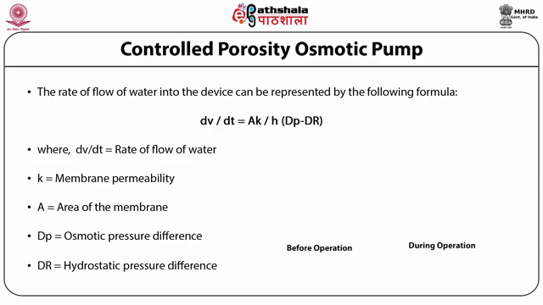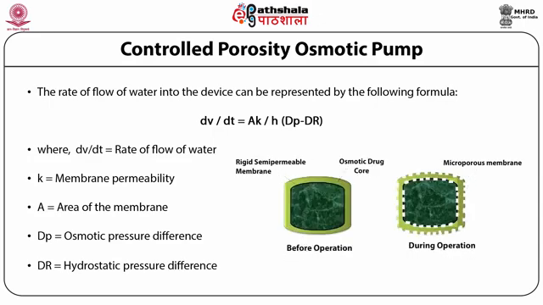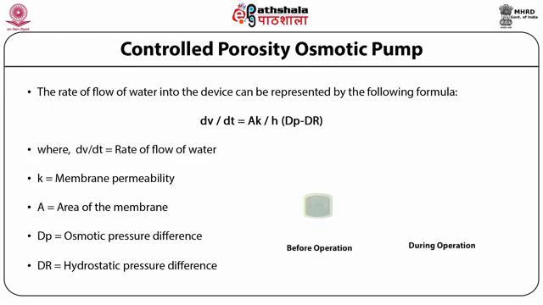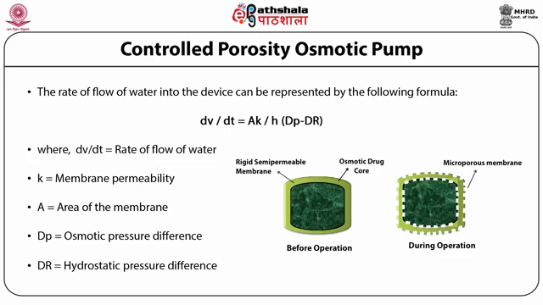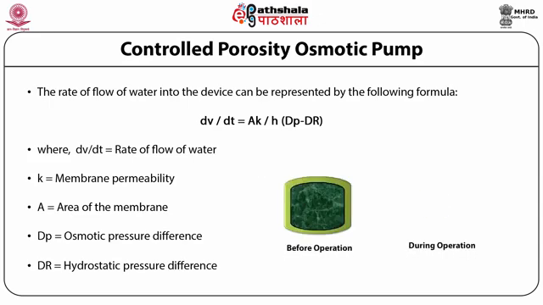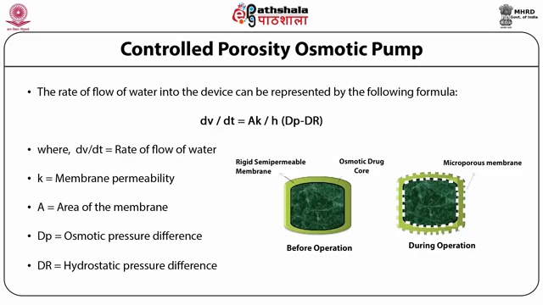Here is the structure diagram showing the formulation before the operation and how it looks during the operation. As you can see, there is a rigid semi-permeable membrane, and the core is the osmotic drug core. The semi-permeable membrane contains material that can be solubilized or dissolved in the presence of biological fluid. When the biological fluid comes in contact, you can see it creates pores and forms a microporous membrane. After the material gets dissolved, only the rigid membrane remains, and ultimately you have a porous structure.